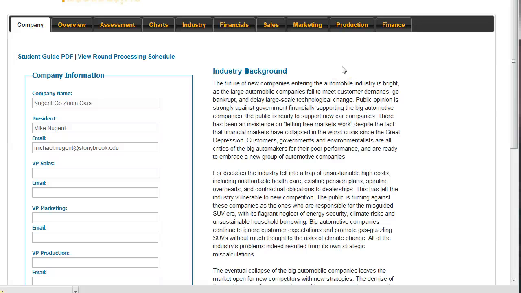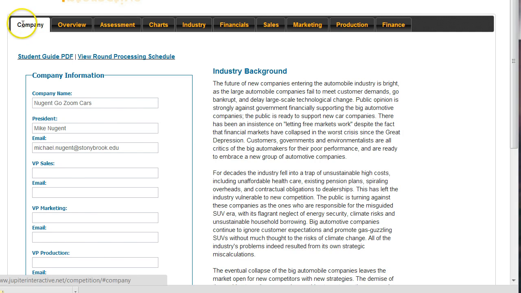Let's talk about the results of round one for the simulation and give you some hints on how to improve your simulation scores. Okay, so in the simulation, the team called Nugent Go Zoom Cars is my team. I'm participating with you in the simulation. This is one way for me to evaluate and review the simulation with you and see what's happening, and also experience the same things you're experiencing in the simulation.